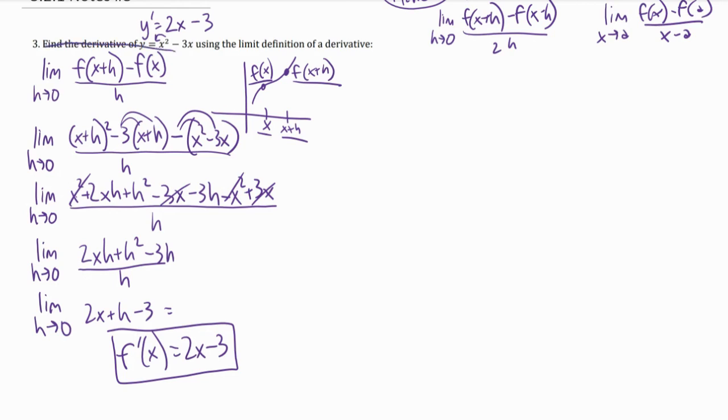So again, set it up: always write the limit definition first, then plug in x plus h and x, then distribute, and then use your proper limit notation as you solve until you get to the end. When you plug in h is 0, then you can just write your answer.